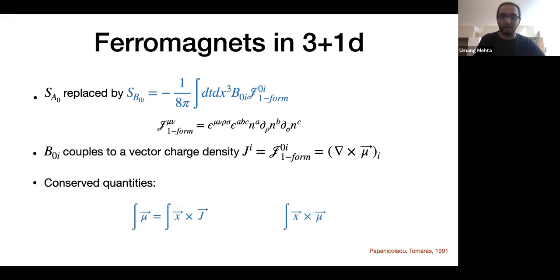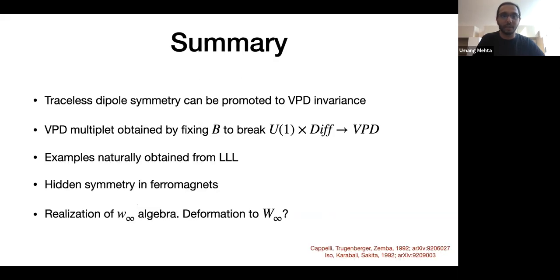And from there, we also find these two conserved quantities that we had in the 3+1 dimensional case, which is the total magnetization and X cross mu. Again, this is nothing new. This was also first discovered in this 1990s paper by Papanicolaou and Tomaras. And once again, all we've done is given a reinterpretation of this fact.